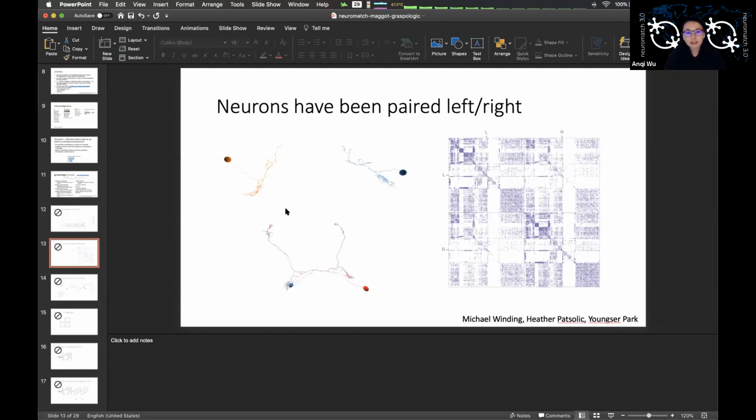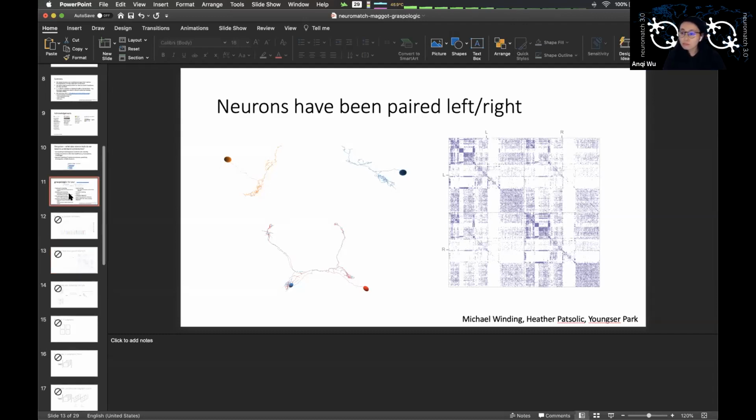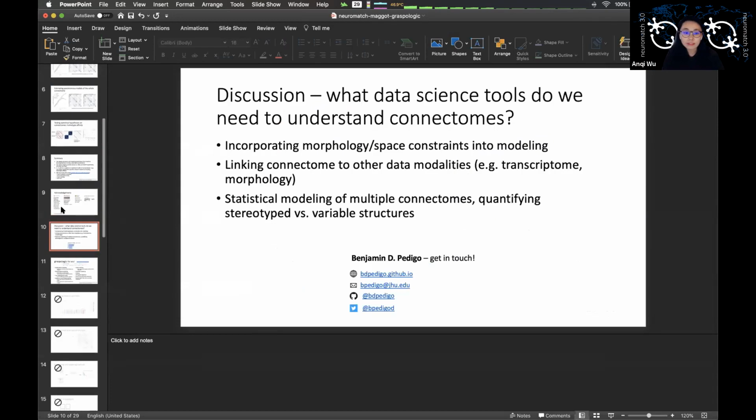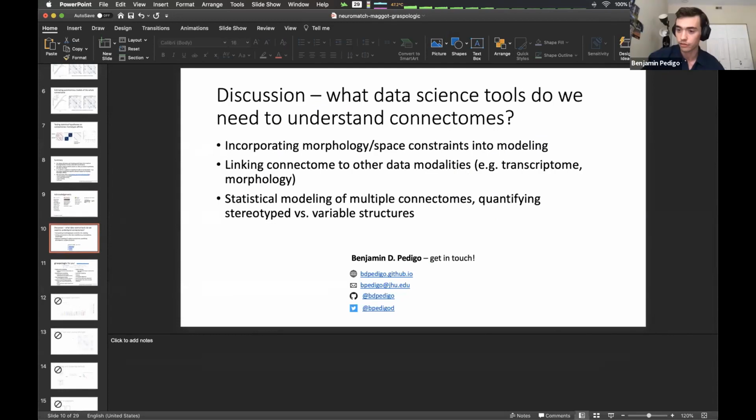I see. Okay, so it's more like morphology and structural similarity or affinity across the brains. Yeah, exactly. A question from the audience: do you think multi-directed graphs, maybe a multi-directed graph, could represent nanoscale connectomes better?